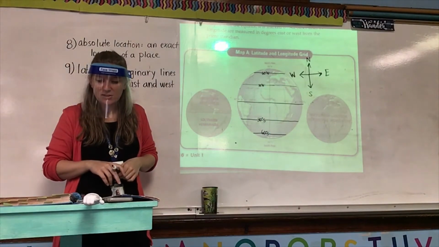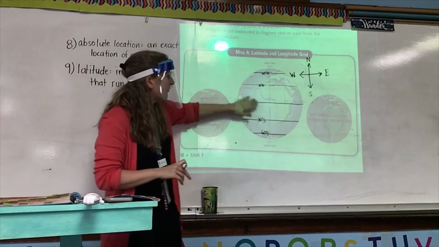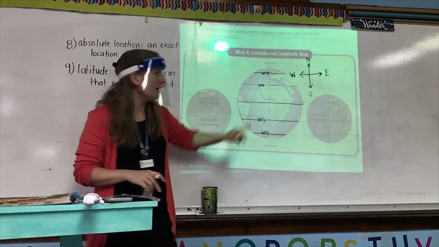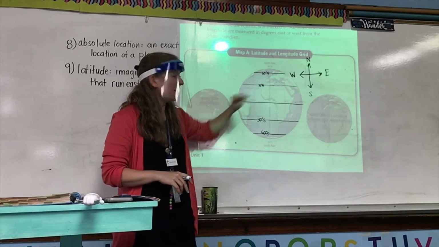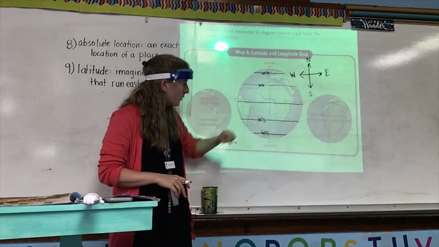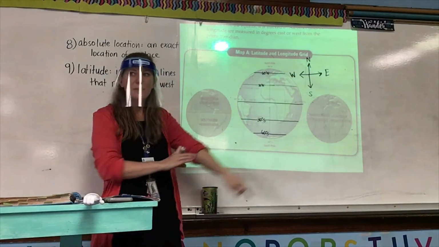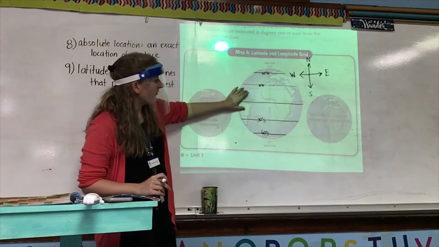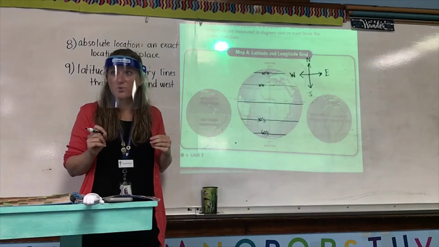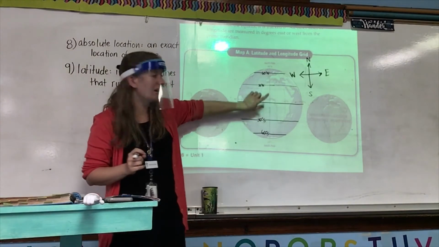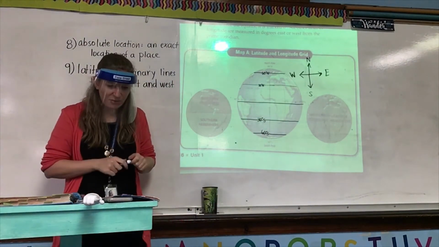So does everybody understand lines of latitude? They are the sideways lines. The further away from the equator they are, the higher the number. But if the lines are above the equator, they are north. If the lines are below the equator, they are south. You may think, oh, it's going to the bottom, so it has to get smaller. But that's not the case. The further away from the equator they are, the bigger the number. You just have to figure out, is it above the equator and needs to be marked north? Or is it below the equator and needs to be marked south?